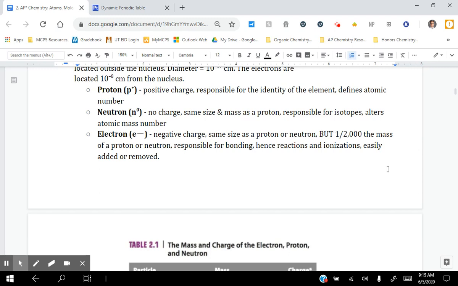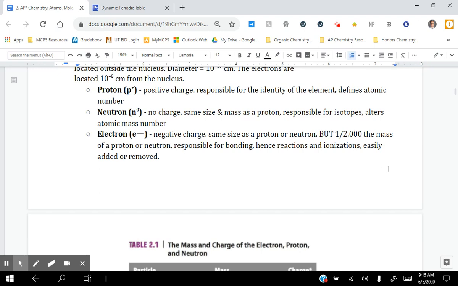Electrons have a negative charge, the same size as a proton or neutron, but 1/2000th the mass of a proton or neutron. So essentially, we do not count the electrons in the mass of our atom because it's so small in comparison, despite being the same size. These are responsible for bonding, reactions, and ionizations, and they can also be easily added or removed, as we'll discuss when we get into chemical reactions.